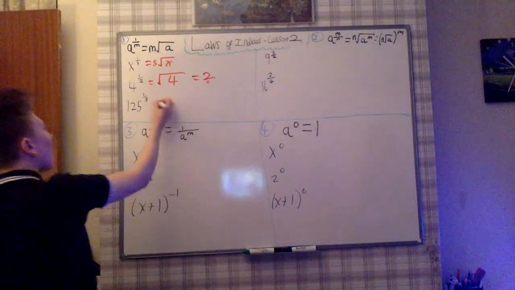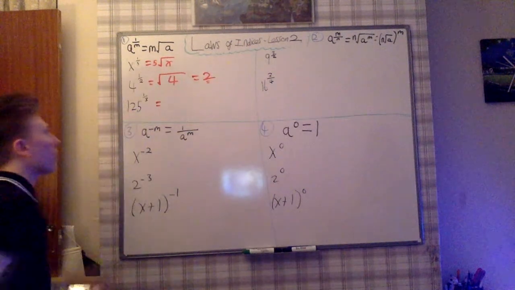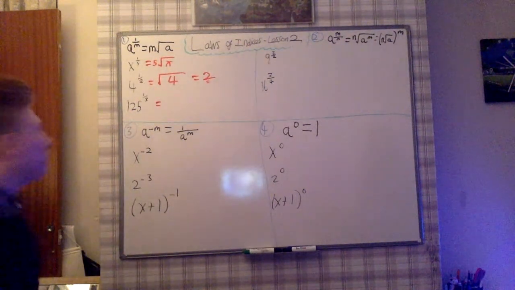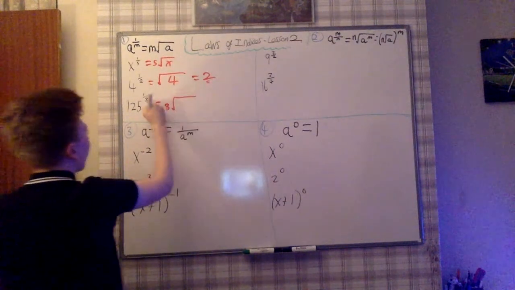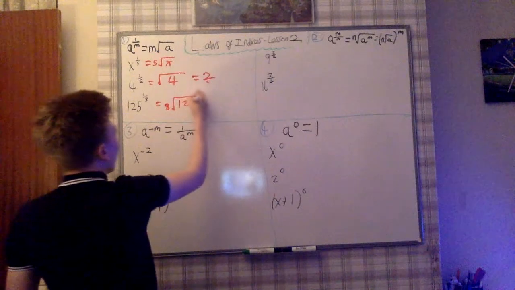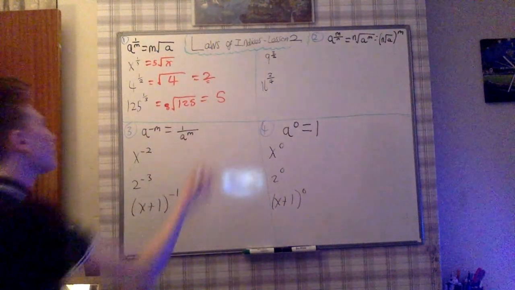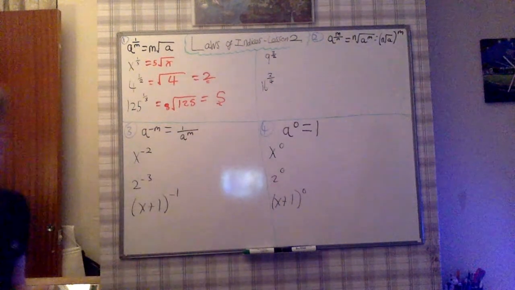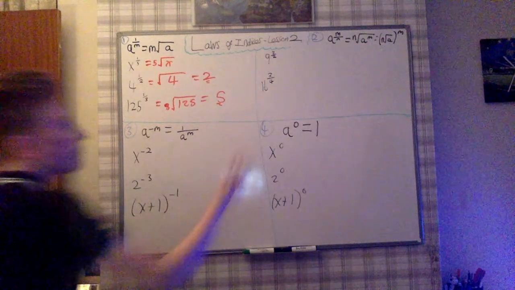The third one is 125 to the power of a third. If you like, pause the video and have a go yourself. Hopefully you get the gist of what we're doing here. This is going to be the cube root, because there's a 3 there, of 125. Now that's going to be 5, because 5 cubed is 125. So that's the first rule of indices.